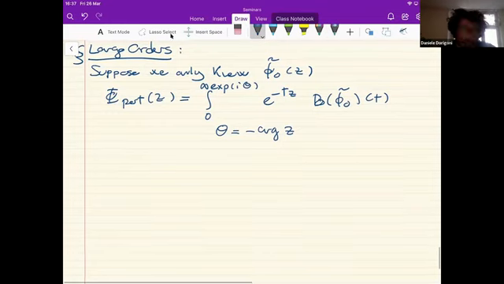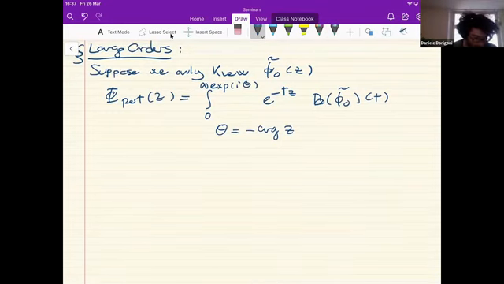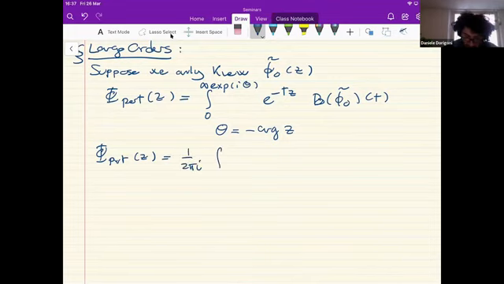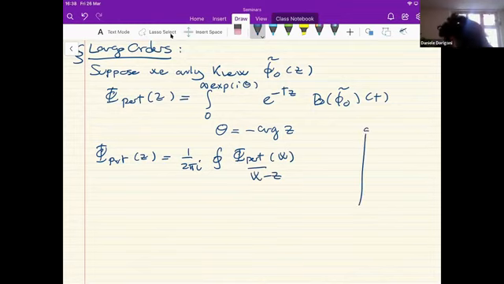And at this point, we play some little complex analysis problem. We want to write this function using Cauchy's theorem. So we write it as 1 over 2 pi i, the contour integral of this function, over w minus z. So this is the z plane.